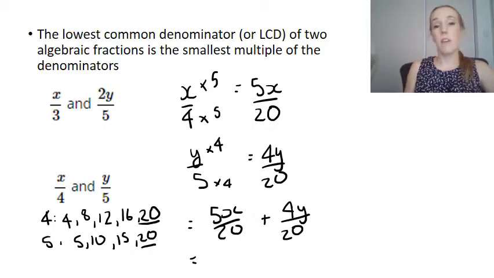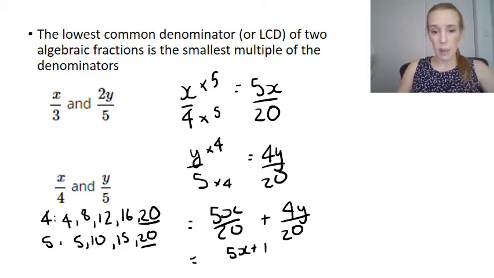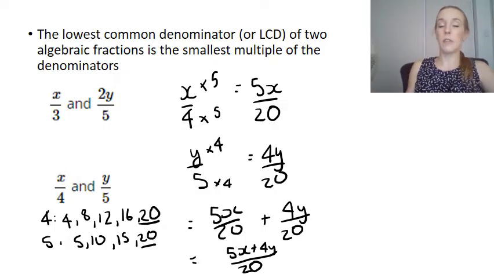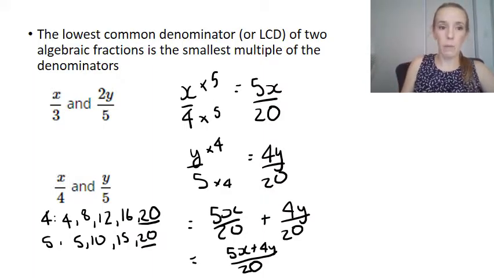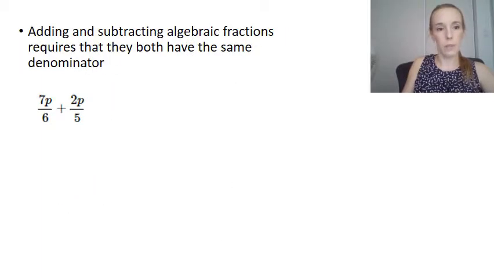5x plus 4y, they're not like terms, so again, we can't add them, so we'll just leave it as 5x plus 4y, and our denominator stays as 20. So quite straightforward, exactly the same as the way we normally add fractions together, just this time we've got some algebraic expressions in there as well.